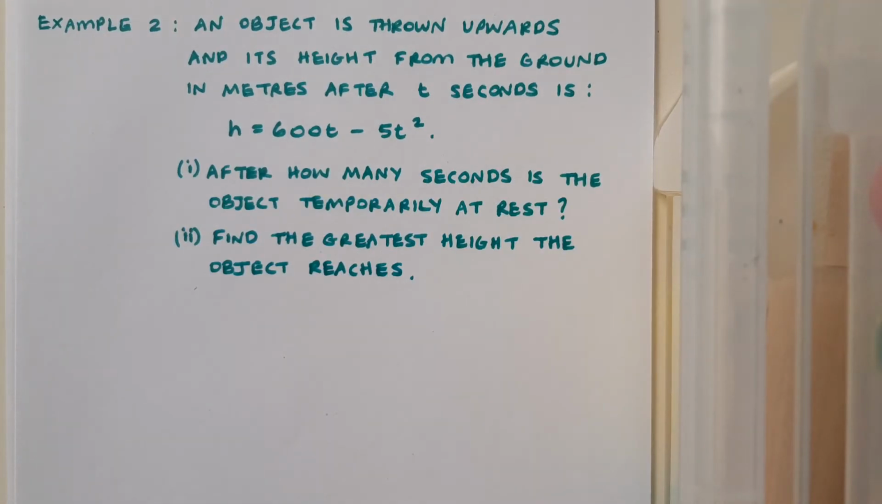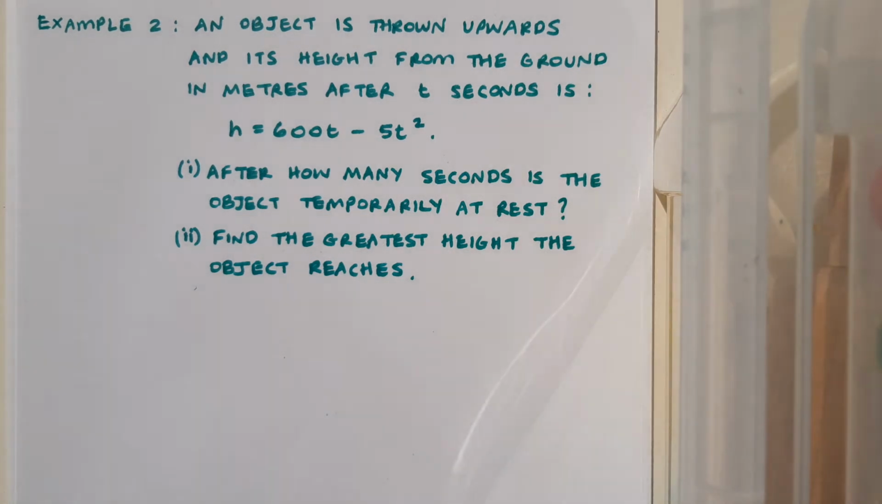So here's my second example. An object is thrown upwards and its height from the ground in meters after t seconds is h equals 600t minus 5t squared. I want to find out, first of all, after how many seconds is the object temporarily at rest? And secondly, find the greatest height the object reaches.